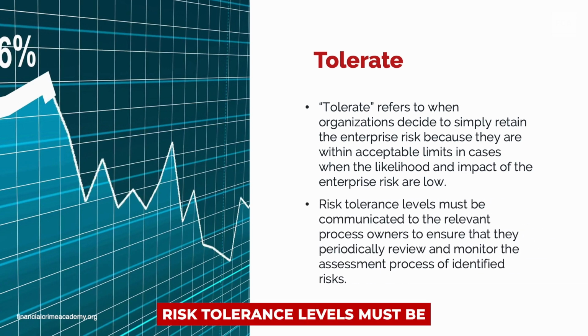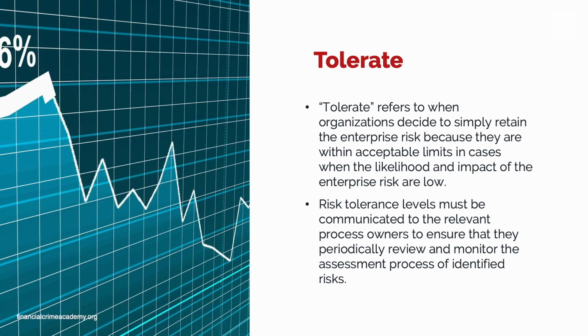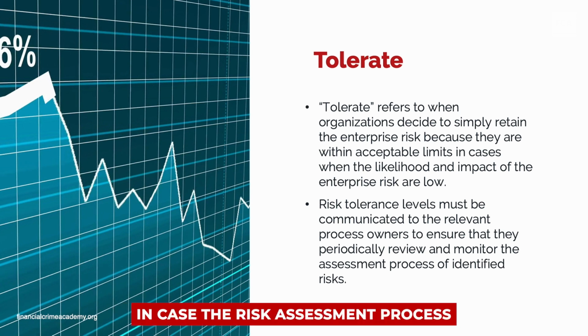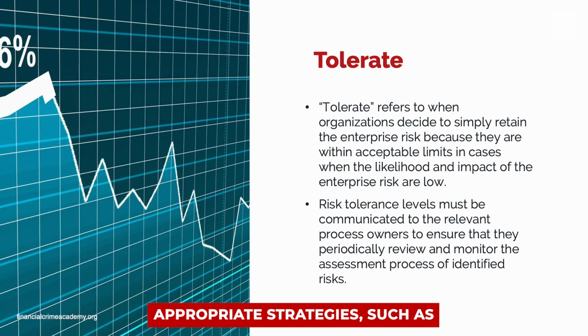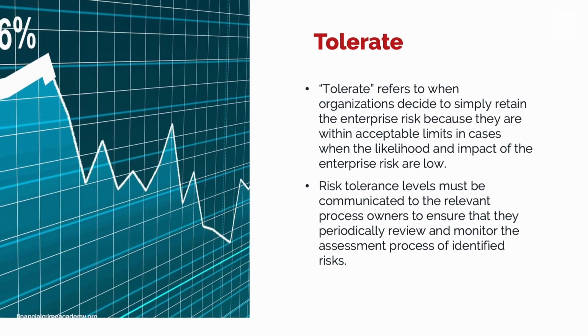Risk tolerance levels must be communicated to the relevant process owners to ensure that they periodically review and monitor the assessment process of identified risks. In case the risk assessment process indicates that the potential impact of the risk may exceed the defined risk tolerance level, management must consider other appropriate strategies, such as termination or transfer of risks.